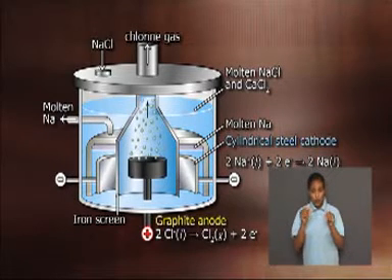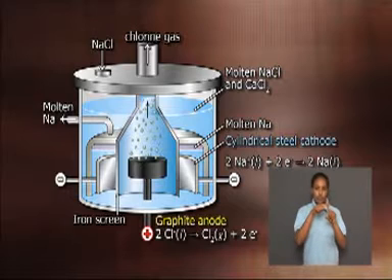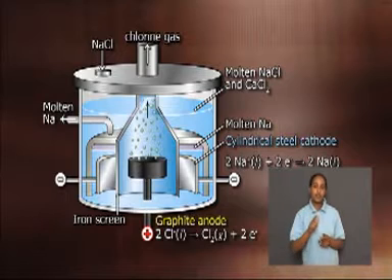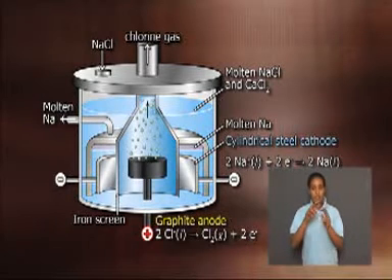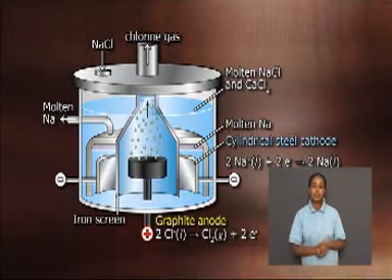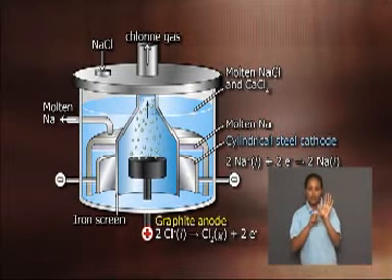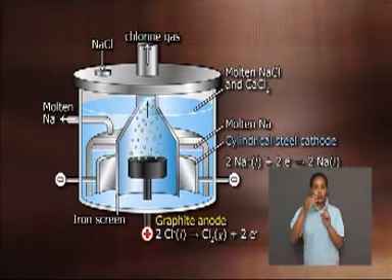Liquid sodium metal is formed at the cathode. Since this metal is less dense than molten sodium chloride, it floats to the surface and is collected. Chlorine gas forms at the anode and is collected at the top of the Downs cell.